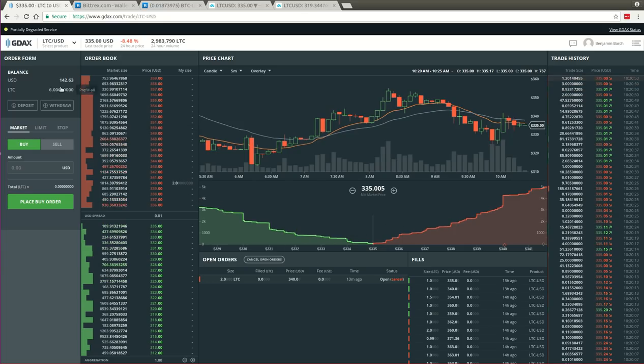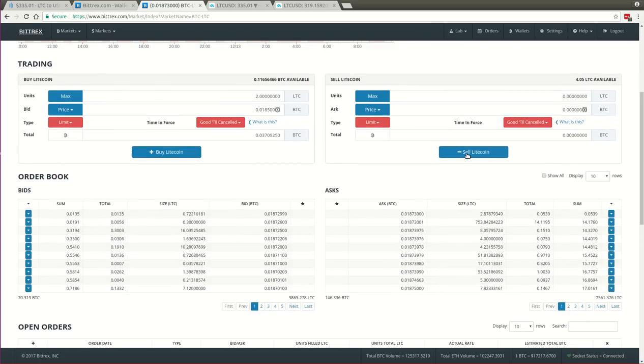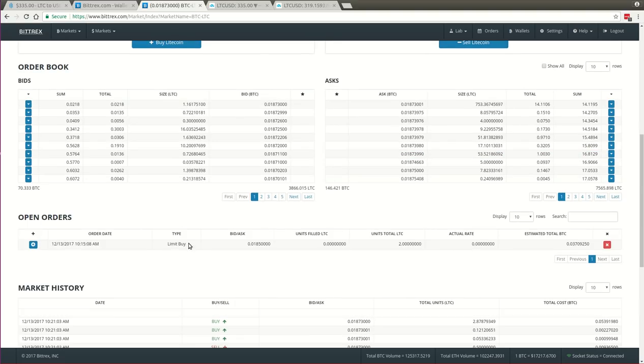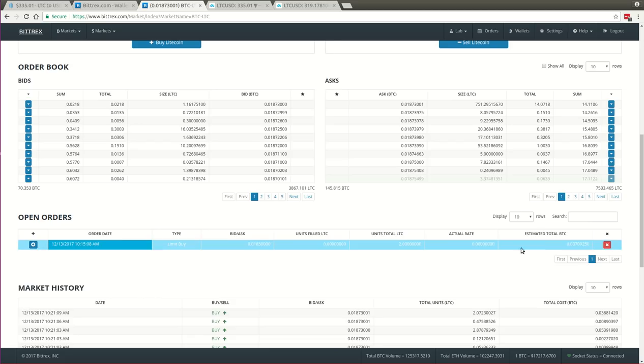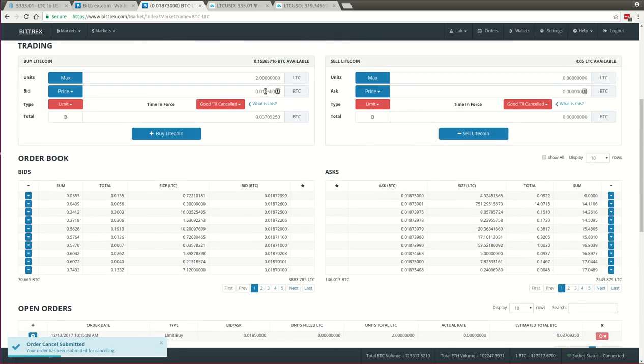So like I said, I like to have some Litecoins ready to go in GDAX, ready to sell off as soon as I buy them. So let's check this out here. We've got Litecoin pulled up in Bittrex, and currently I'm trying to buy 2 more if it gets down to 185. Not sure if that's going to happen, so we'll cancel that, and just to show you what's going to happen here, we'll buy 2 more at 187.3.